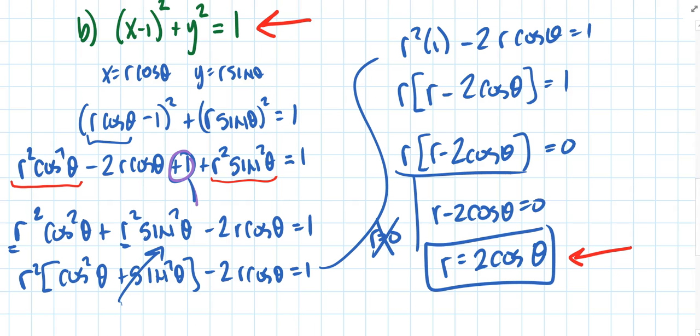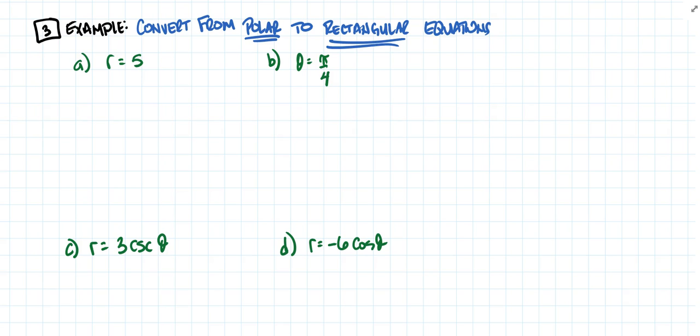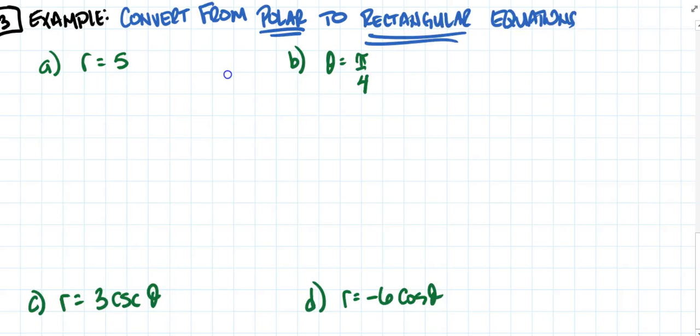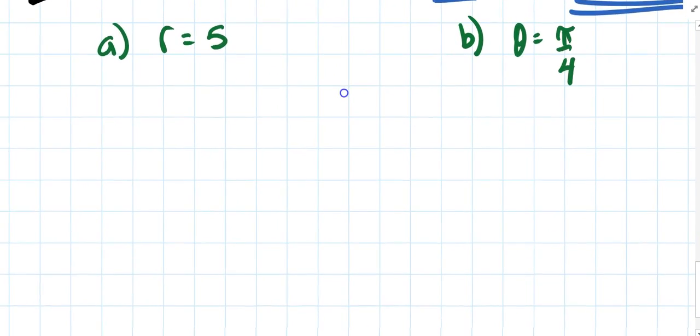Okay, here's the last box. I'm kind of zoomed out to show you we're going to do these 4 problems. The first 2 are kind of easy, and then the last 2 take a little bit more thought. Now we're going the other direction. We're going from polar to rectangular. So let's zoom in and let's do part A together first, okay?